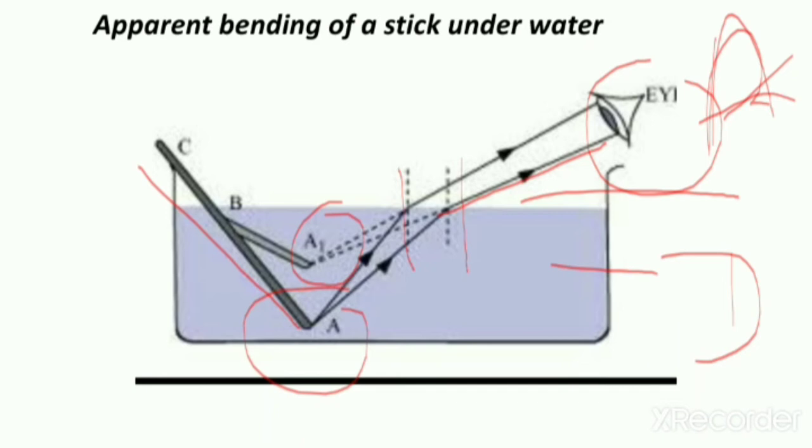So you can show by this ray diagram how the refraction takes place, and this is why we see a stick or a pencil or a straw, when it is immersed in water, with the portion immersed in the water appearing to be raised and therefore bent from the point where it is immersed. Clear?